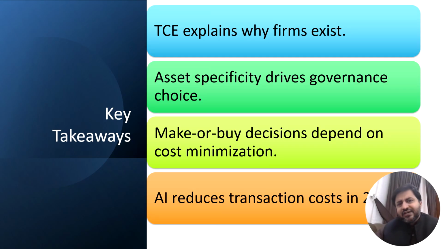Key takeaways we can conclude are that TC explains why firms exist. Asset specificity drives the governance choice. If something is extremely specific, make it in-house. If not specific, you can outsource it for market efficiency. Make or buy decisions depend on cost minimization, and AI can definitely reduce transaction costs in 2026.